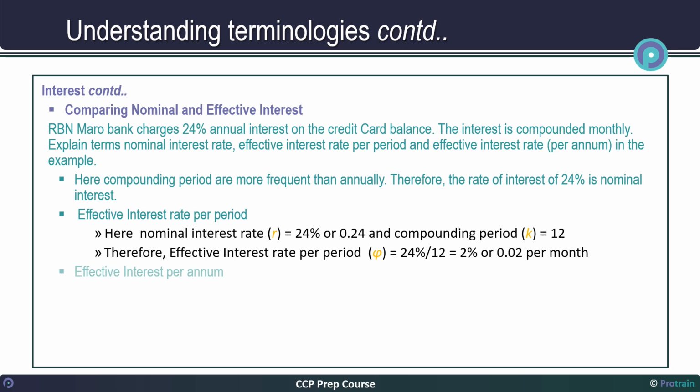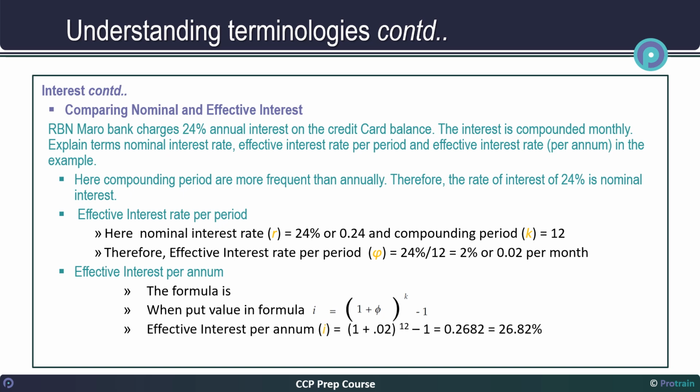Now let us calculate effective interest per annum. The formula is I equals (1 plus theta) to the power k, minus 1. When we put values in the formula, effective interest per annum, I, equals (1 plus 0.02) to the power 12, minus 1. This is equal to 0.2682, or 26.82%.